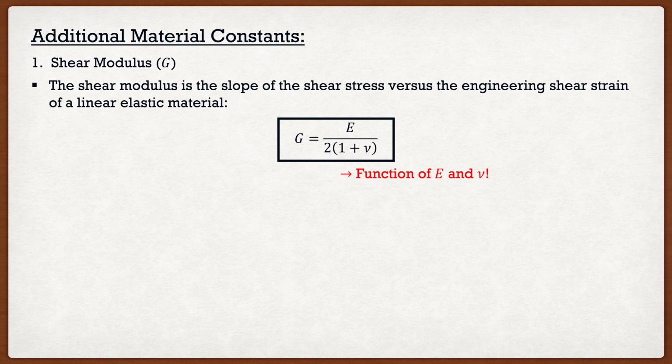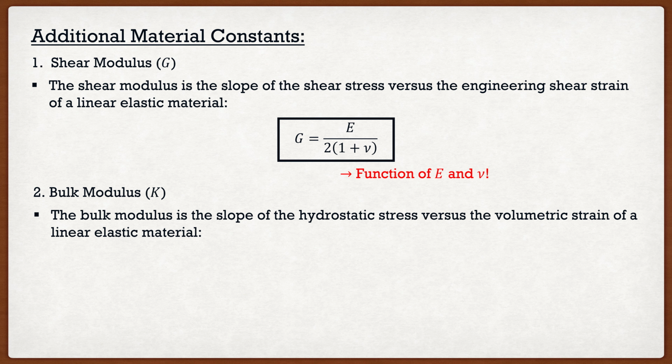Now, when we're talking about additional material constants, there's a second one to always be aware of, and that is called the bulk modulus K, where the bulk modulus is the slope of the hydrostatic stress versus the volumetric strain of a linear elastic material. And it can be calculated as simply E divided by 3 multiplied by 1 minus 2 times nu.